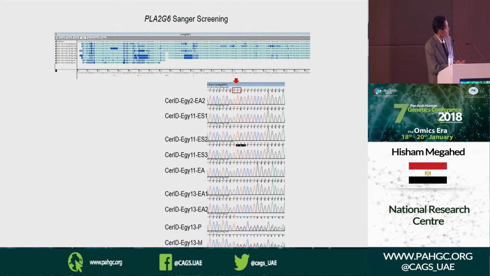We can see in the first family we have three normal siblings, and the last one, 11EA, has a homozygous deletion mutation in the PLA2G6 gene. And in the second family, the two parents are heterozygous, while the two children are affected, as I showed in the previous slide.